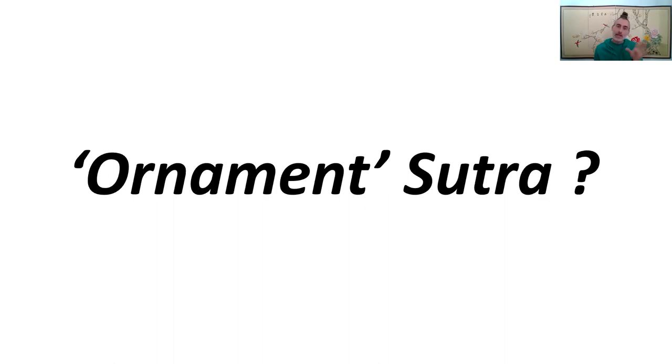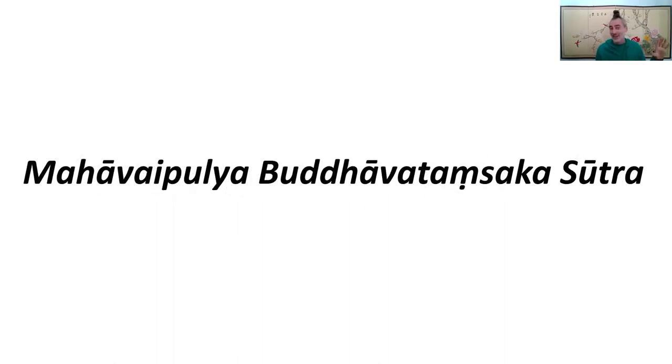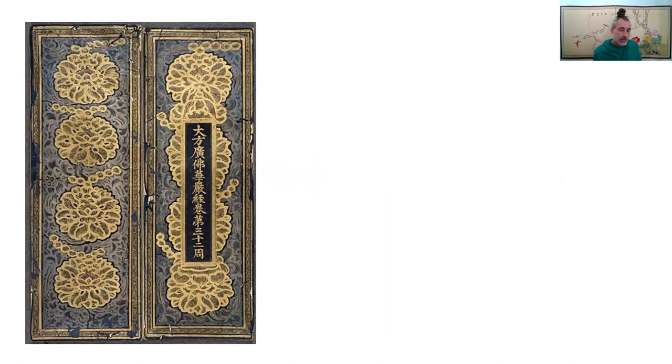Well, it helps a little bit to know that the real title of this sutra is actually the Mahavaipulya Buddha Avatamsaka Sutra, which is a mouthful, but that is the full official Sanskrit title of the text. We don't actually have an original Sanskrit version of this text. It no longer exists. And so we are left with Chinese, Korean, and Japanese versions, as well as Tibetan, I should say. What you see on the screen now is an image of a Korean version of the Avatamsaka Sutra.